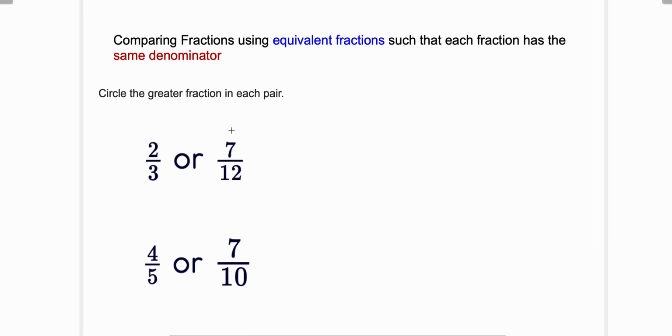Where do you eat the most chocolate? In this one, where you ate 2 out of the 3, or in this one, where you ate 7 out of the 12? Well, it's hard to compare because you have different sized pieces. You have different denominators. So to make it fair, let's create an equivalent fraction with the same denominator.